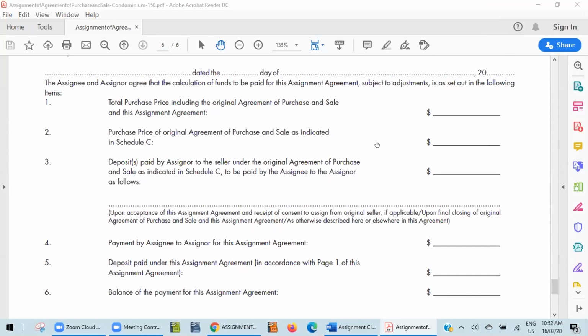John, sure. The question I have, I just want a little bit of clarity on this. The deposit that the assignor pays to the builder, the assignee pays that back to the assignor, but that's not part of the profit that the assignor made from the sale. Oh, that's correct. Okay.